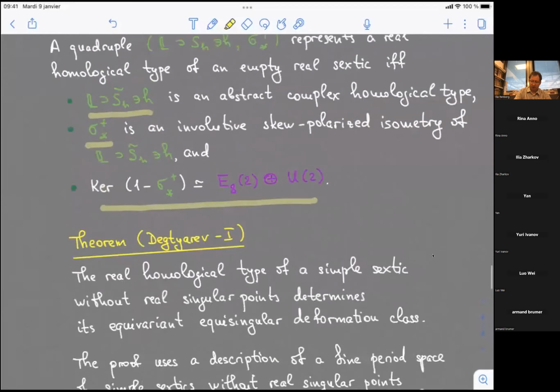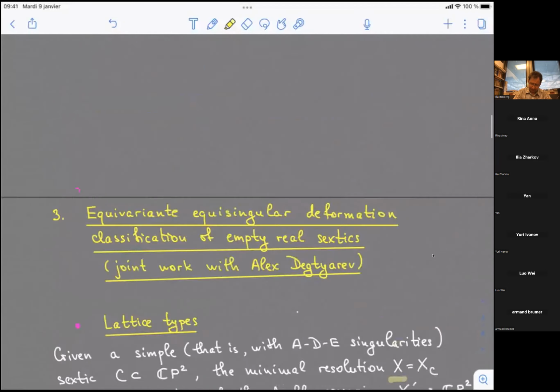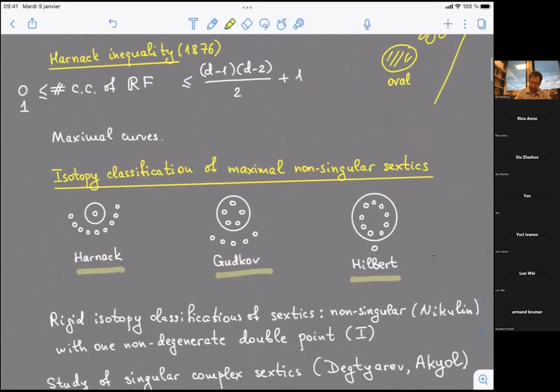So let me come back, before I comment on this statement, to this isotopic classification of maximal non-singular sextics. For example, this real homological type definitely is not enough to describe equivariant and equisingular deformation classes in the case of real sextics with one non-degenerate double point.